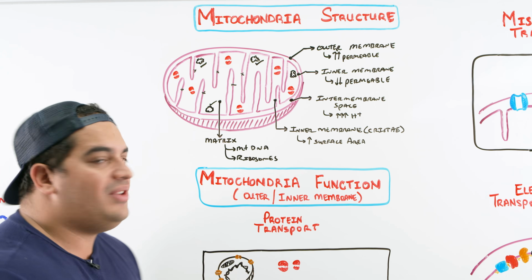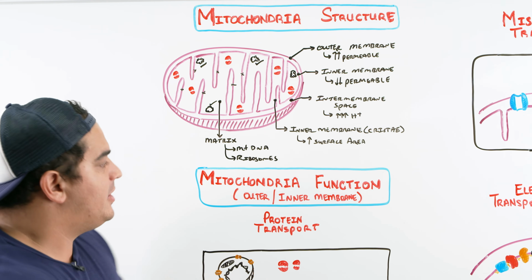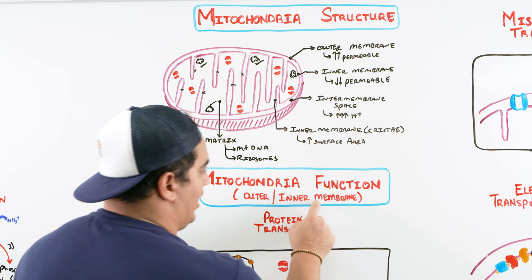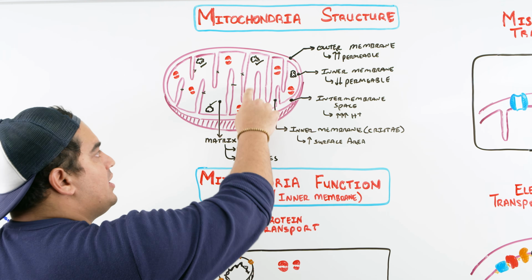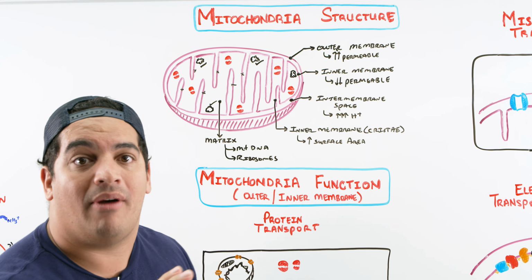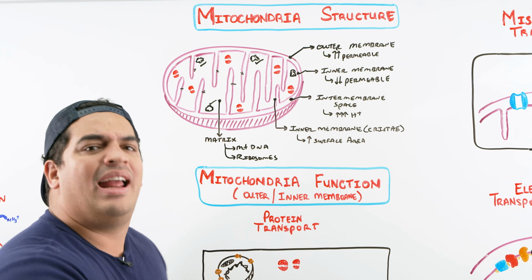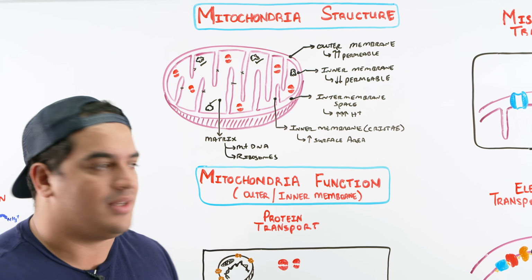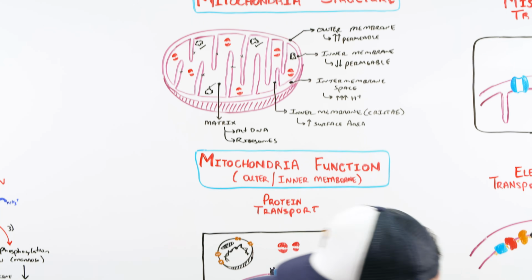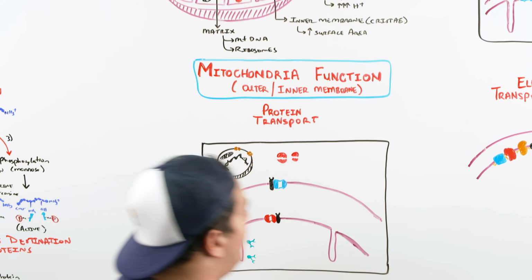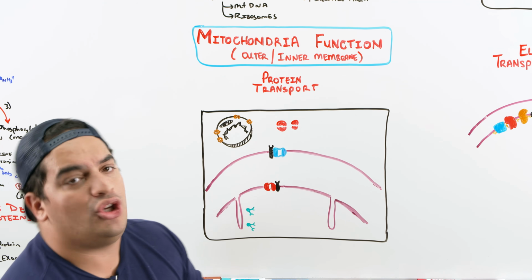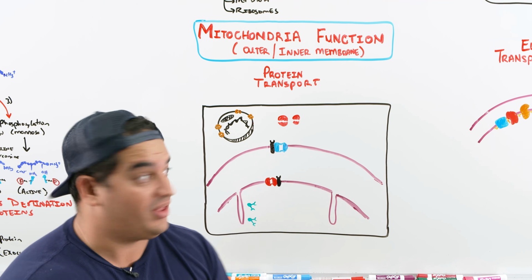Okay, let's now dig into the function of the mitochondria. Specifically, what I want to talk about is the membranes. So we'll get into the matrix, that's next, but what I want to talk about first is the outer and the inner membrane and what are some of the functions that this puppy does. So let's come down here. The first thing that I want to discuss here is, the membranes play a huge role in protein transport.